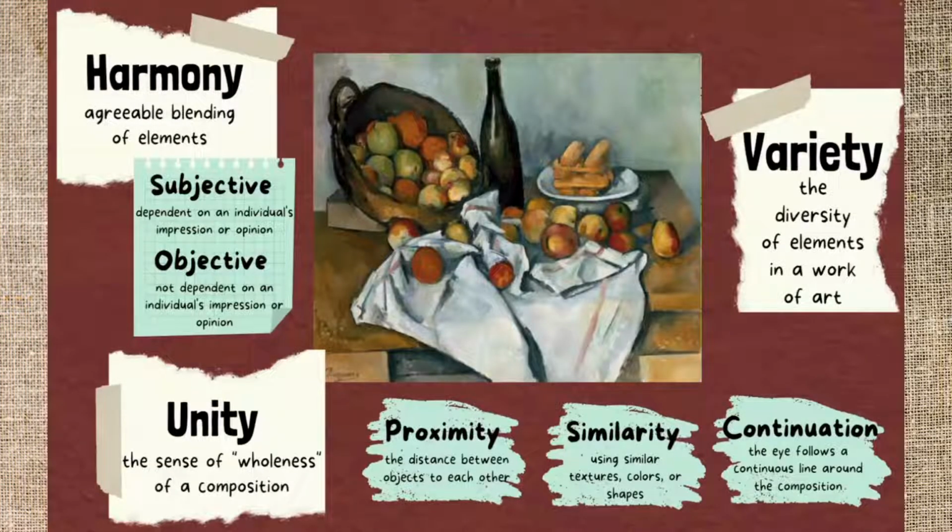So next we are going to talk about these three principles of design. More or less, we're going to talk about them together. So we are going to start with harmony, and we're going to look at Cézanne's still life painting here. Harmony is the agreeable blending of elements. So in other words, does everything in the painting look like it belongs together?